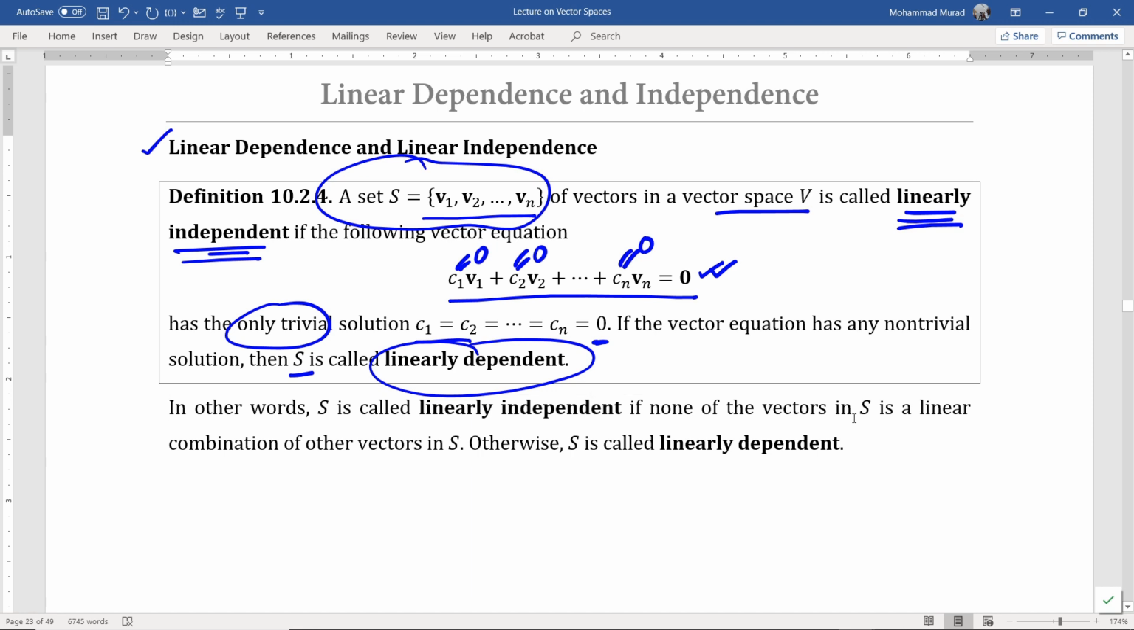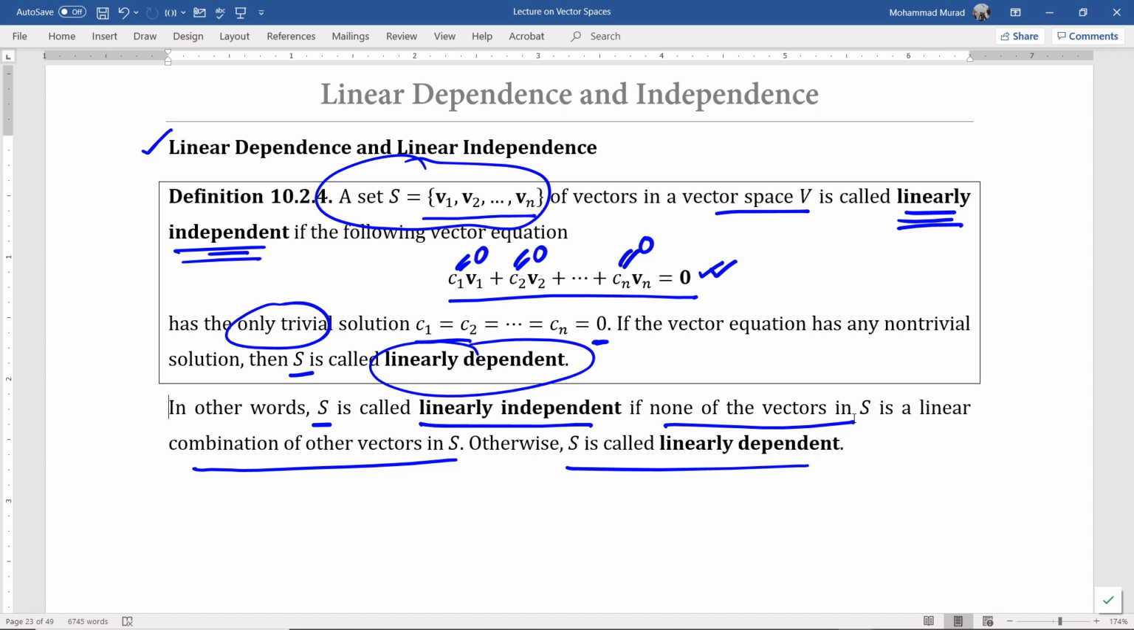In other words, a subset S of a vector space V is called linearly independent if none of the vectors in the set S is a linear combination of other vectors in the set S. Otherwise, the set S is called linearly dependent.